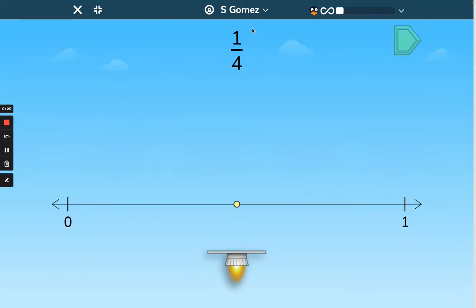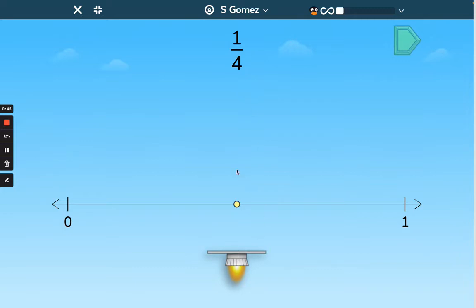When you see the fraction 1/4, the denominator, the bottom number, tells you how many parts they're breaking the whole into. Our number line is a whole from 0 to 1. I have to figure out, if I broke this up into 4 parts, where would the end of the first part be? Because it's 1/4, I'm looking at one of the 4 parts.